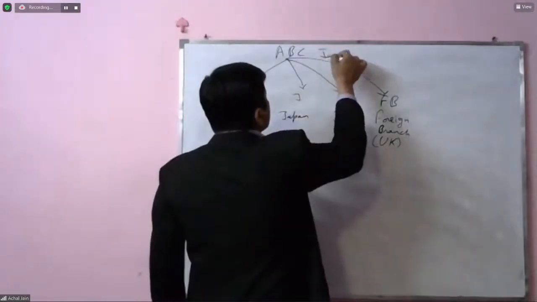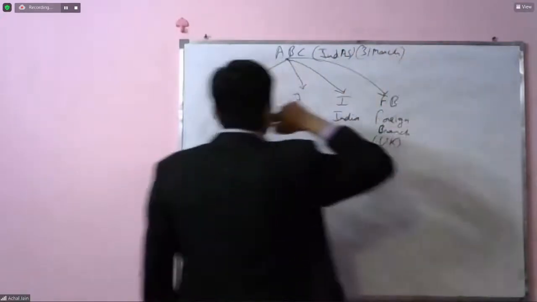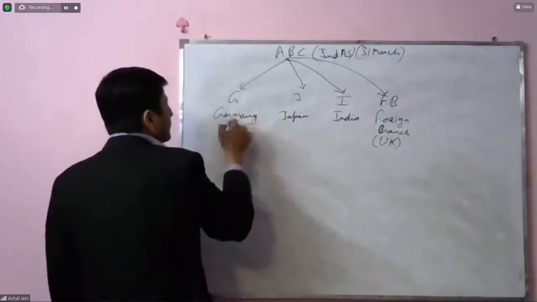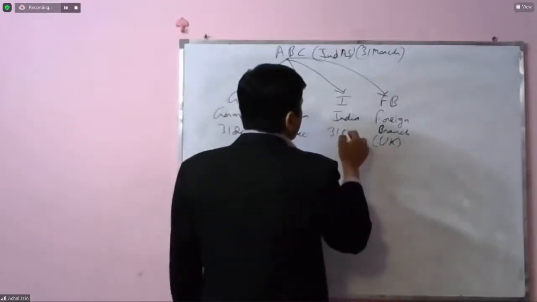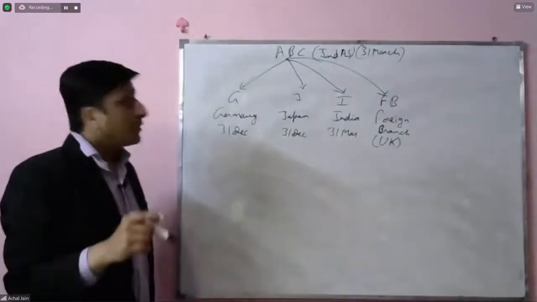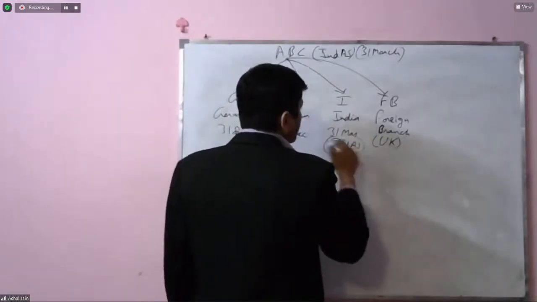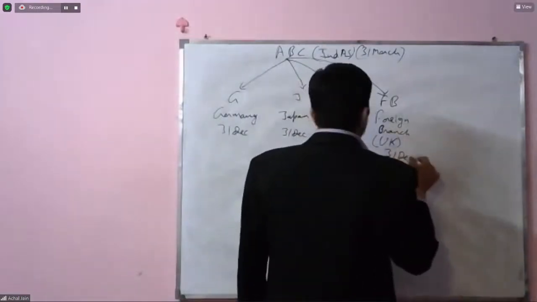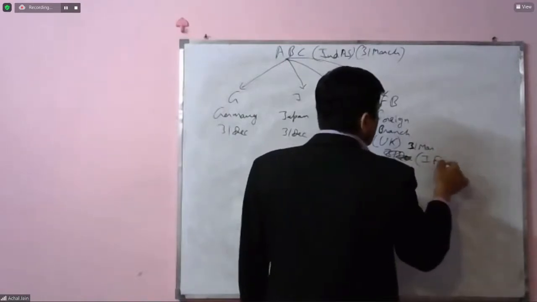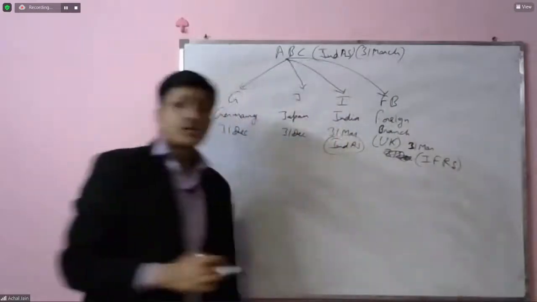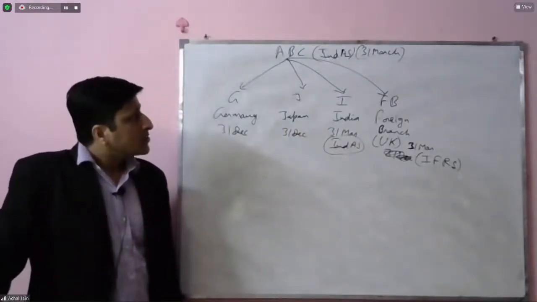This company follows Ind AS, has got 31st March as the year end. For this company, it's 31st of December. Follows German GAAP. This company follows 31st of December. Follows Japanese GAAP. This company follows 31st of March, follows Indian GAAP, but is now under Ind AS because of this being a subsidiary. And this foreign branch follows the 1st of March and follows IFRS. It's not the UK GAAP they follow, IFRS. Okay. So this is the understanding.